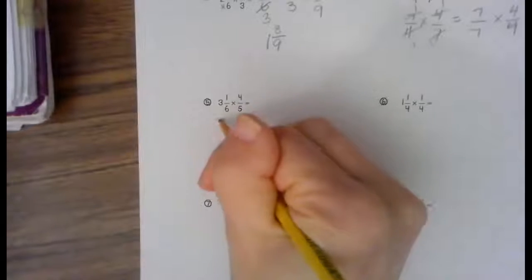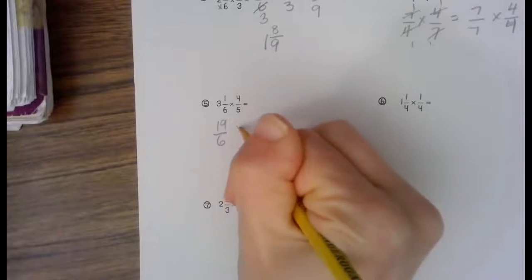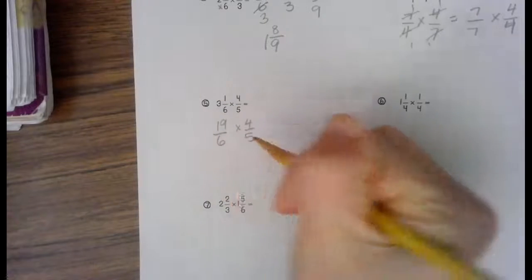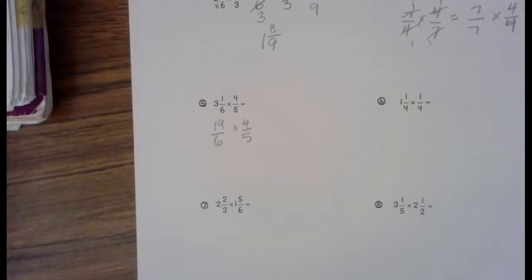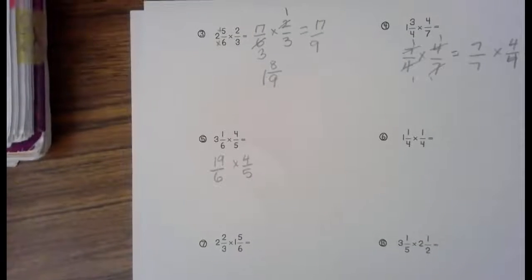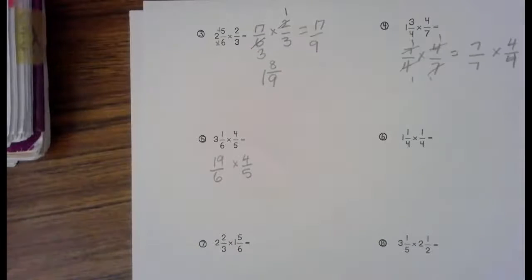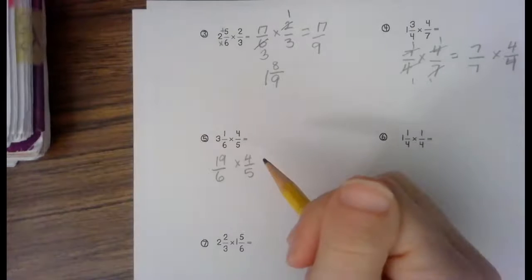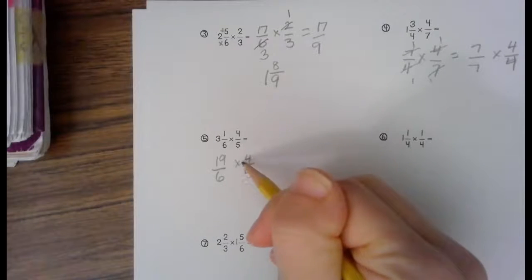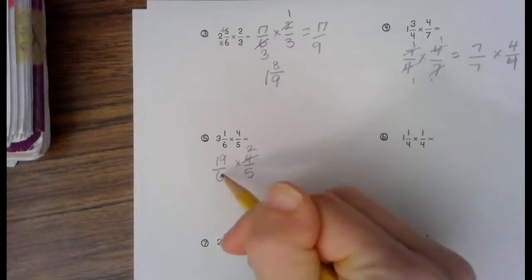Okay, number 5, I have 6 times 3, which is 18. 18 plus 1 is 19 sixths times 4 fifths. Now this one especially I'd like to simplify first, because if I don't, I'm going to end up with large numbers, and then sometimes it's harder for me to simplify large numbers because I can't find a common factor. So I'm going to simplify the 4 and the 6. They're both even, so I know 2 can go into both of them. 2 can go into 4 twice, and it can go into 6 3 times.